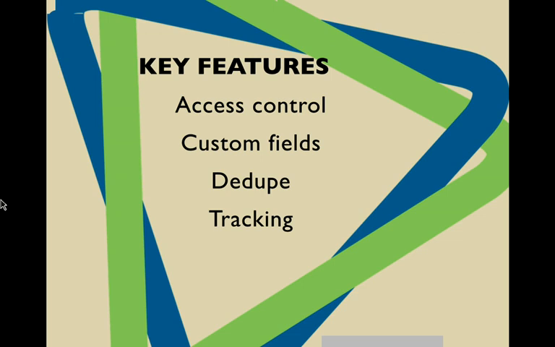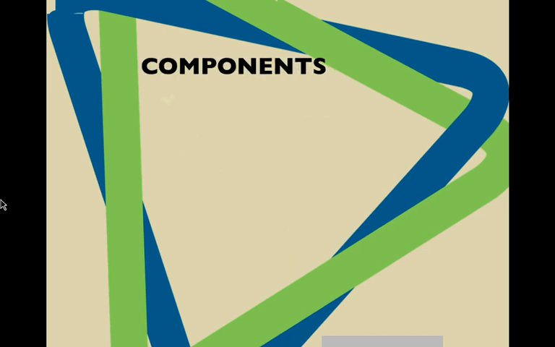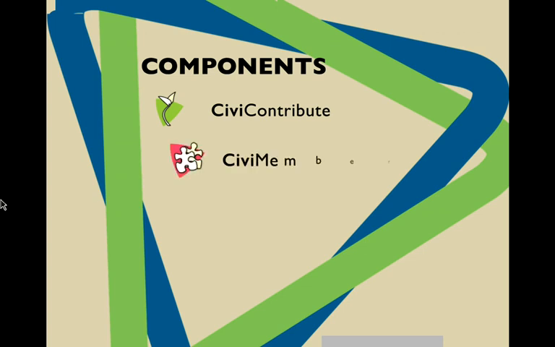CiviCRM also has significant tracking functionality. So you have logging for each of the activities in CiviCRM, so that you can see who's doing what at any time. It also has significant mapping functionality built in, and it's tied in with the Open Maps and Google Maps APIs, so that for things like events and for contact searches in what CiviCRM refers to as profiles, you can see how all of that data relates via map.